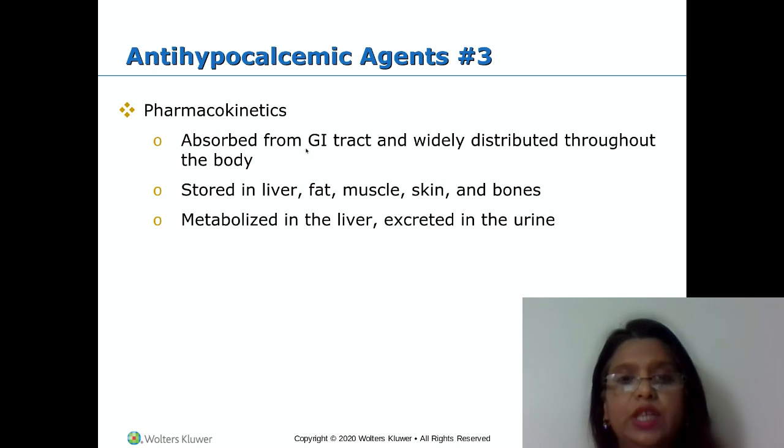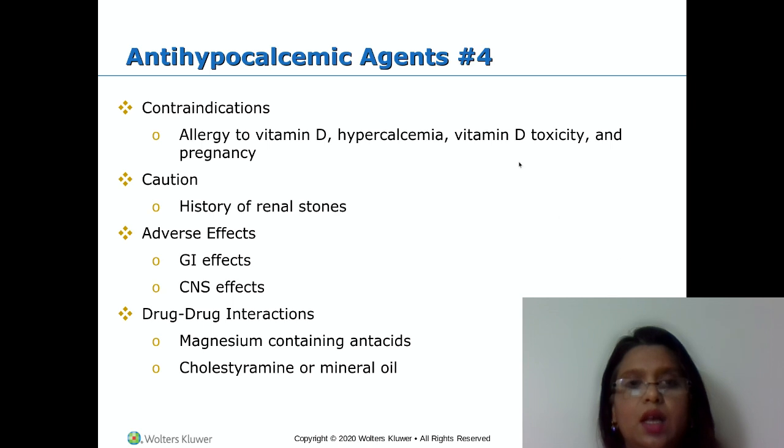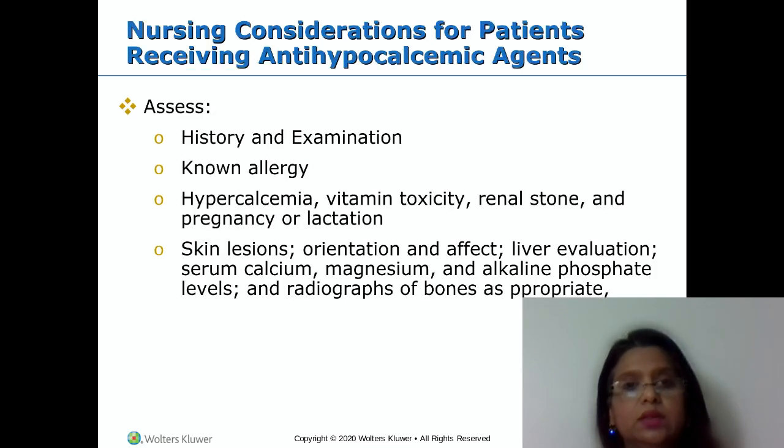Pharmacokinetics. Absorbed from the GI tract, widely distributed throughout the body, stored in the liver, fat, muscle, skin, and bones, metabolized in the liver, and excreted in the urine. Antihypocalcemic agents. Contraindications are allergies to vitamin D, hypercalcemia, vitamin D toxicity, and pregnancy. Caution with history of renal stones. Adverse effects: GI effects and CNS effects. Drug-to-drug interactions: magnesium-containing antacids, cholestyramine, or mineral oil.